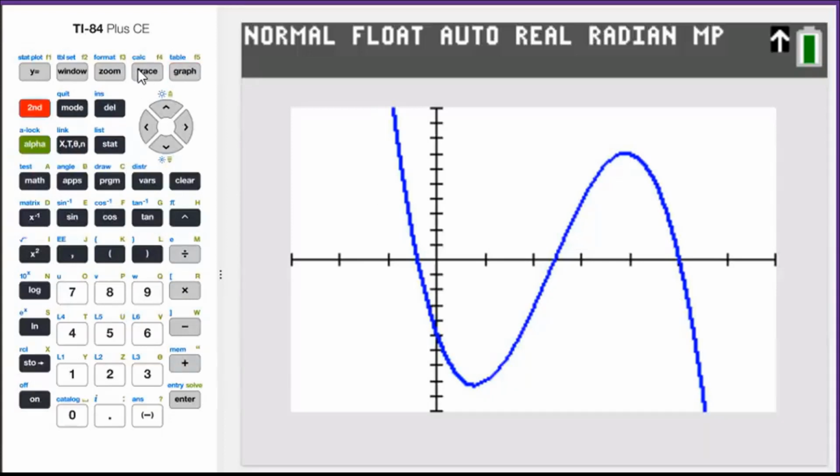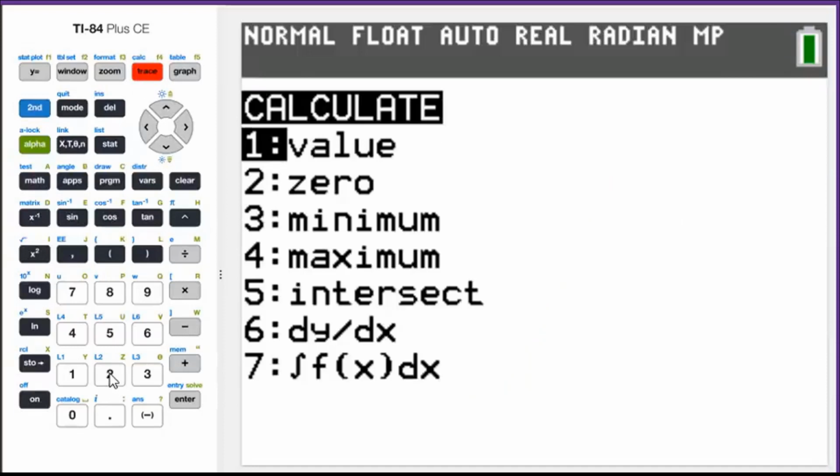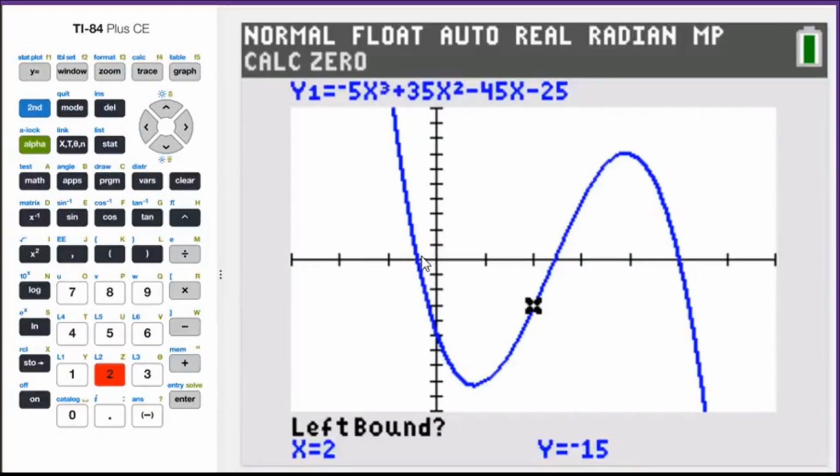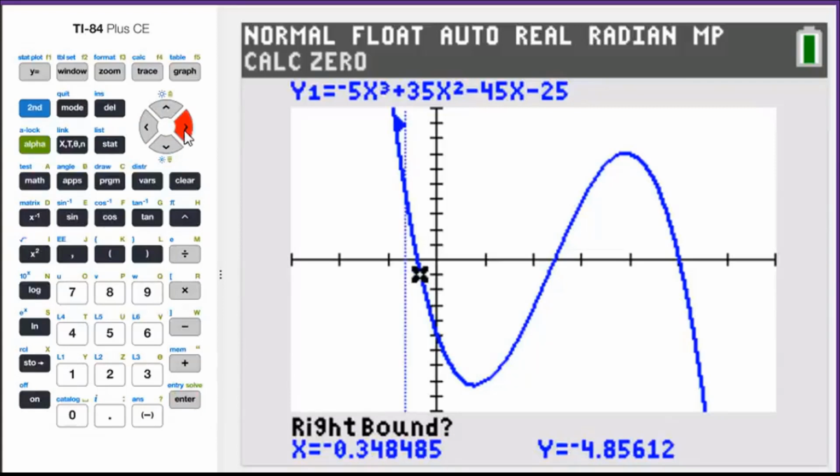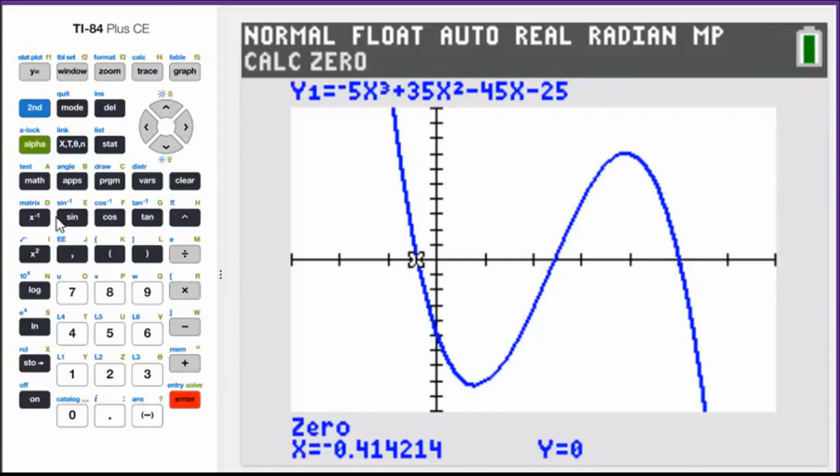So I will do the second trace. I'm looking for 0. I press 2. I'm looking for the first 0. They ask left bound, so we have to move the arrow to the left side of the first 0. It doesn't matter how far from this 0, as long as it's on the left side of this 0, it's good. So I put the enter. Then I go to the right side because they ask right bound. So enter. Then enter again. That's the first 0.